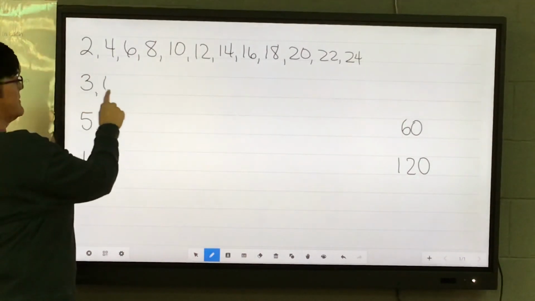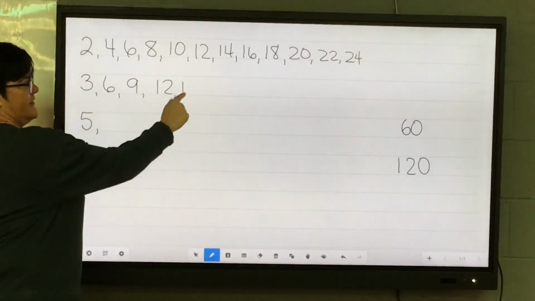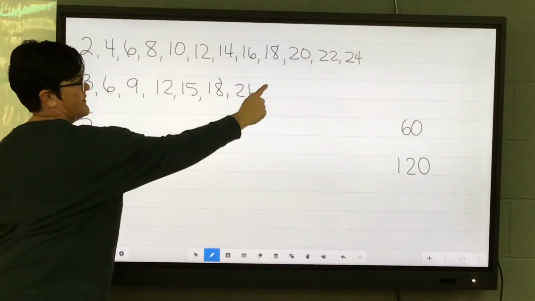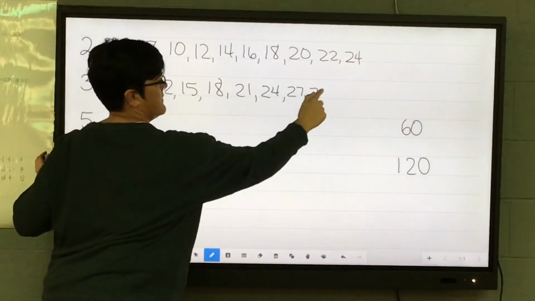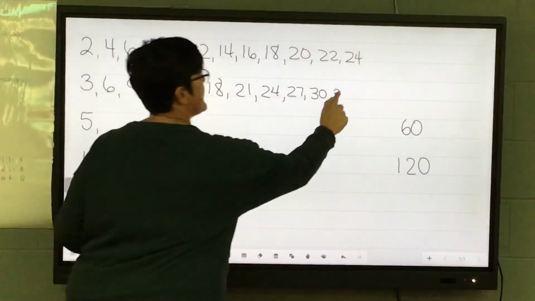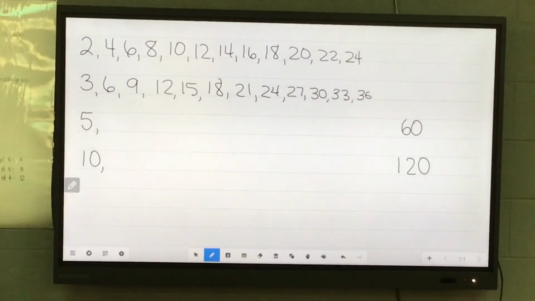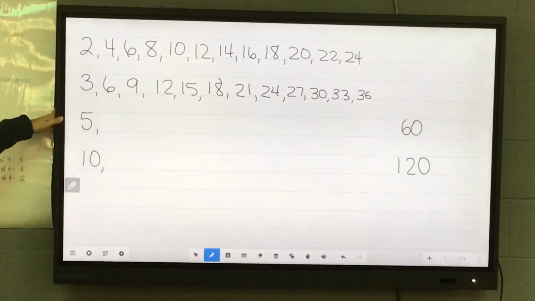Now let's skip count by our 3s. 3, 6, 9, 12, 15, 18, 21, 24, 27, 30, oh, what's after 30? 33, then 36. Okay. Let's move on to 5s and then 10s. Okay.